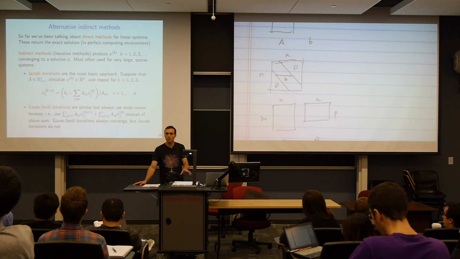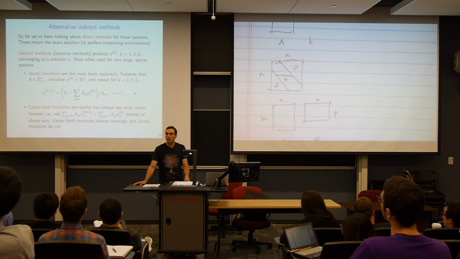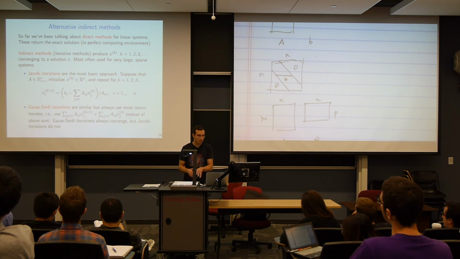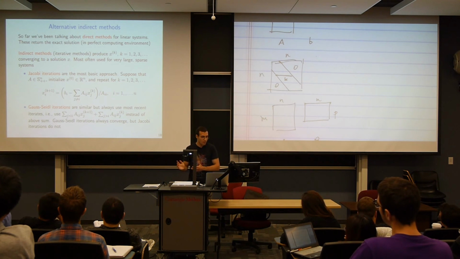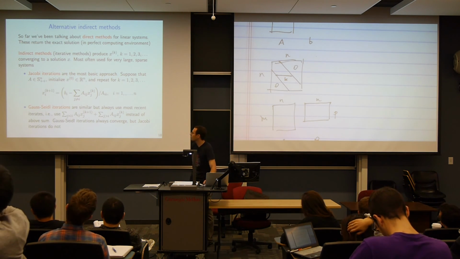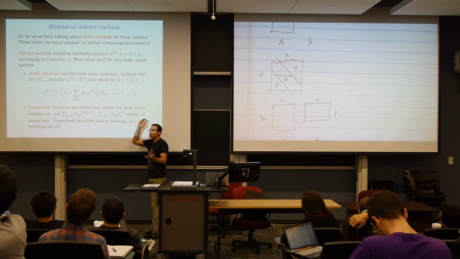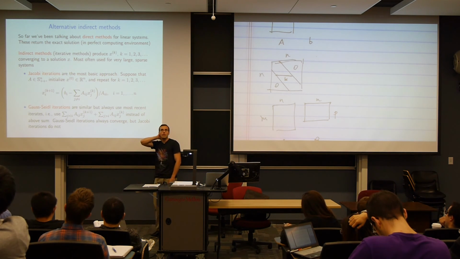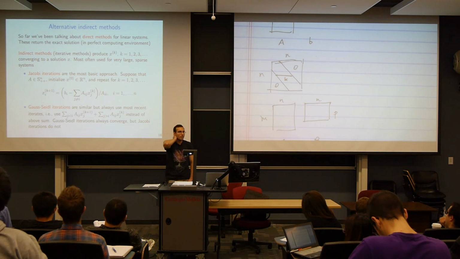So if you had a perfect computer, with no errors from round off and overflow, or whatever else causes numerical inaccuracies on the computer, direct methods would give you the exact solution. An indirect method wouldn't. Gradient descent, for example, is an indirect method. You iterate it more and more to get a more and more accurate solution. So the two most common ones for solving linear systems, or let's say the two most basic ones, are Jacobi iterations and Gauss-Seidel iterations.